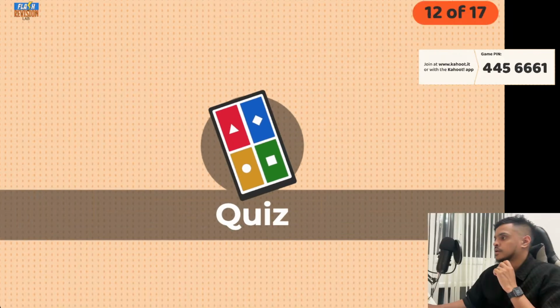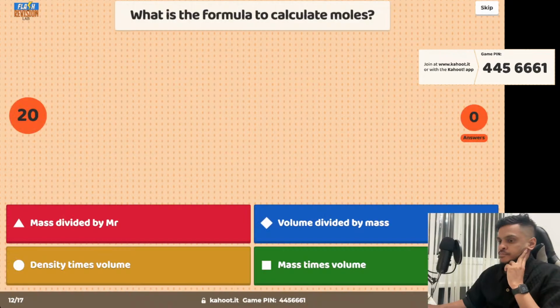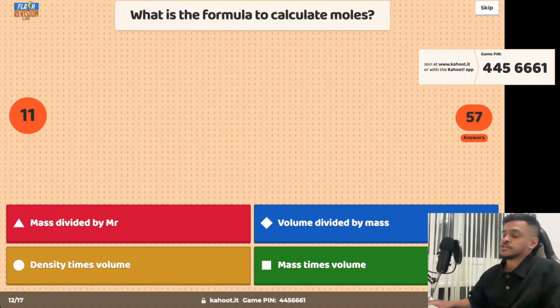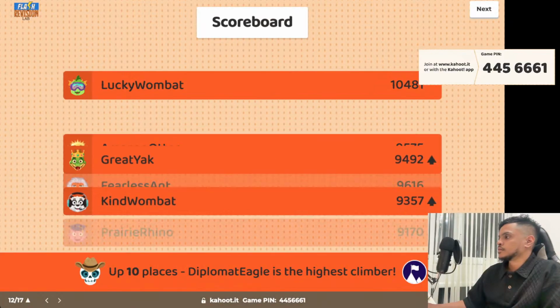Let's go. What is the formula to calculate moles? Here we go. Someone asked. You don't get an equation sheet like you do for physics. Moles equals mass over Mr.